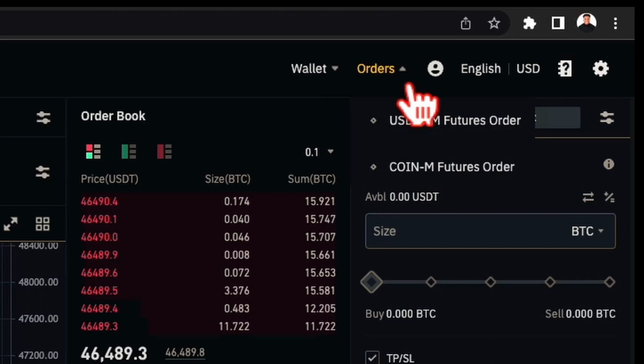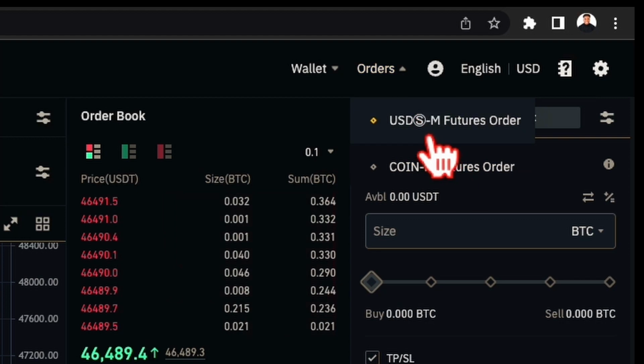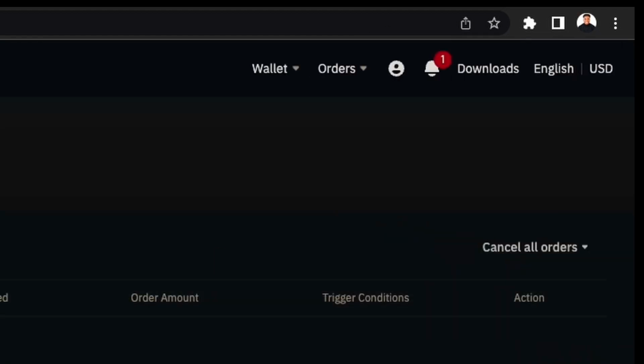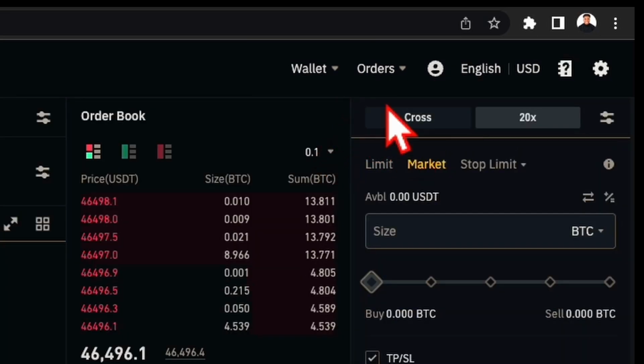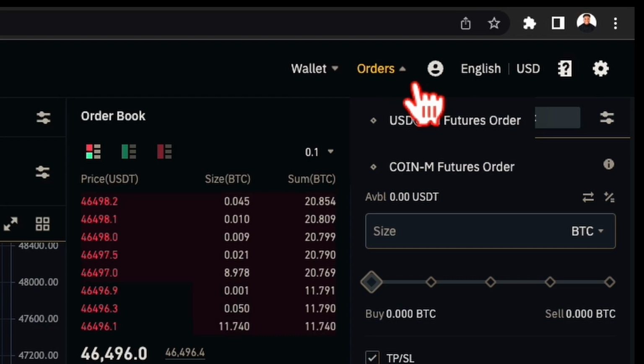It shows you the orders you have based on what you're trading. What orders do you currently have and what orders have you placed in the past? So this shows you your open orders. As you can see, just click on it. It shows you your open orders, either for USD stable margin futures or for coin margin futures.